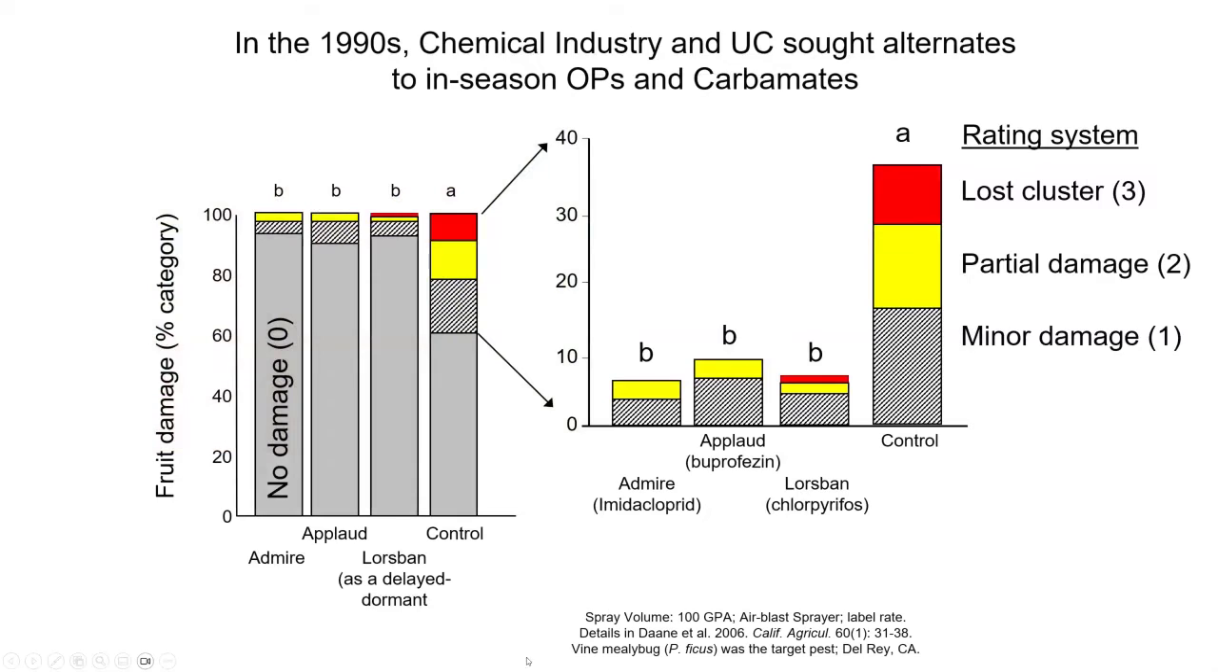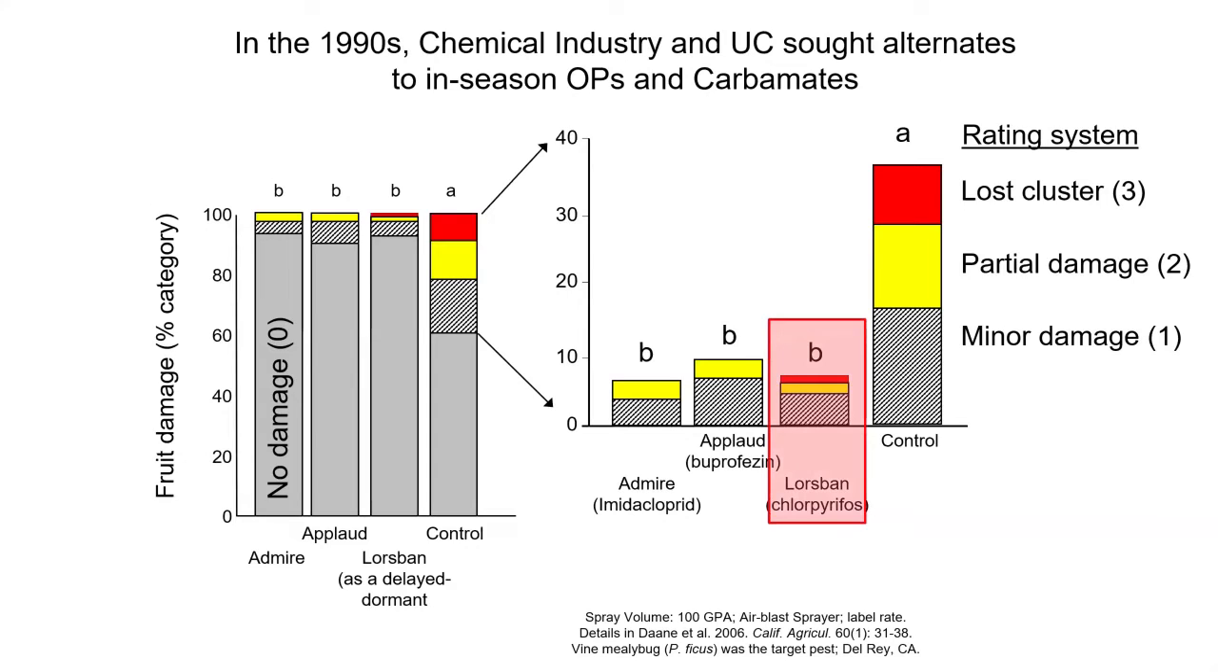So what about pesticides? This is when I started working with Walt Bentley. We were using mostly Lannate and Lorsban in season. Lorsban was being held. Lannate's now gone too. And so Walt got a Section 18 and then later got permission to use Lorsban as a delayed dormant.